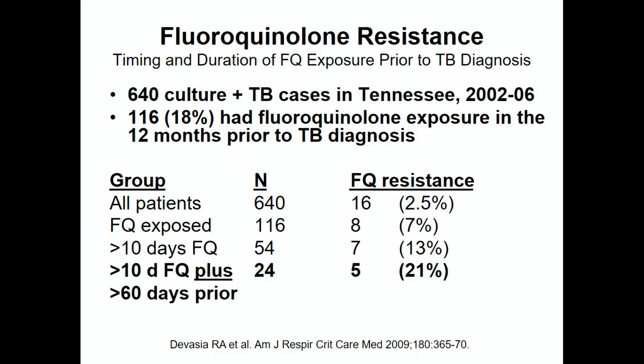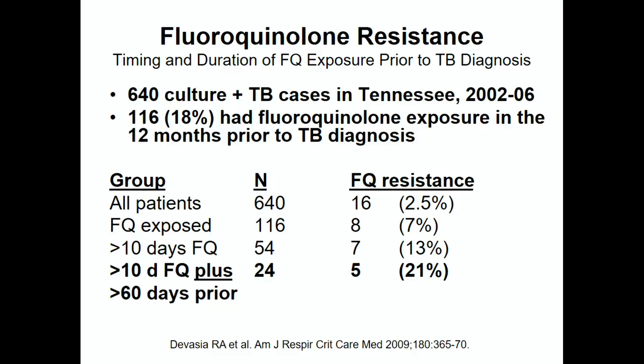Now, regarding risk factors for quinolone resistance, these are data from Rose DeVazia in a study also from Tennessee. It was among 640 culture-confirmed TB patients over a 5-year period, and 18% had quinolone exposure in the 12 months prior to TB diagnosis. The proportion with resistance overall was relatively low and consistent with what I've shown in other settings, 2.5%. Among those who were exposed, there was a 7% risk.